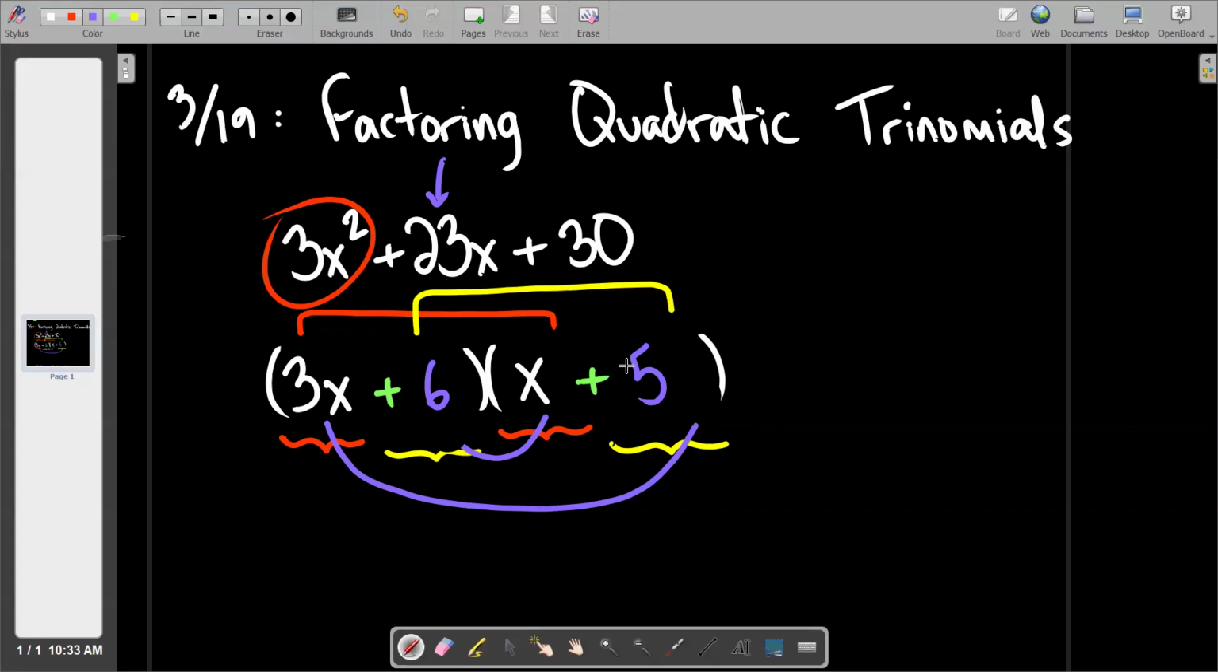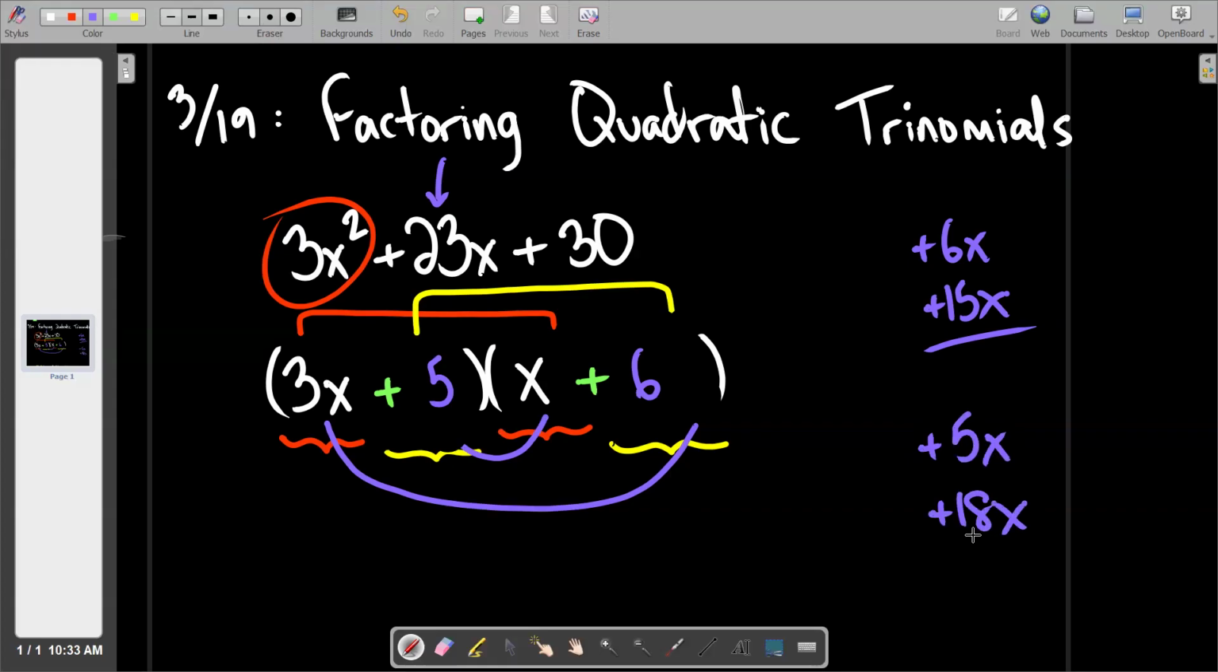Does Keith's way work? What do the two on the inside make? What do the two on the outside make? 15x. Add those together and you're like, God dang it, I didn't get 23x. But again, all hope is not lost, because maybe if I take Keith's 6 and 5 and I switch them, what do the two on the inside make? 18.5x. What do the two on the outside make? 18x. And what is 5x plus 18x?